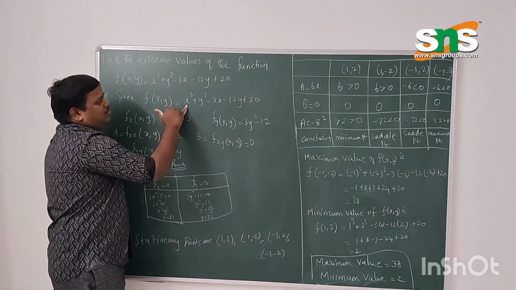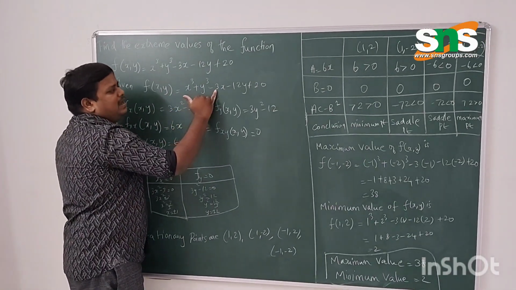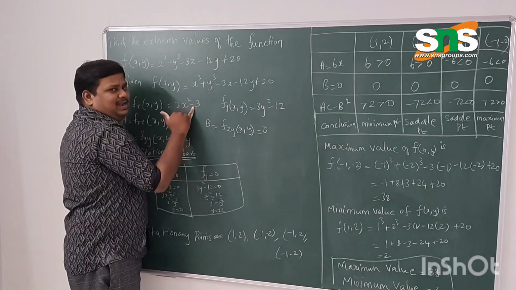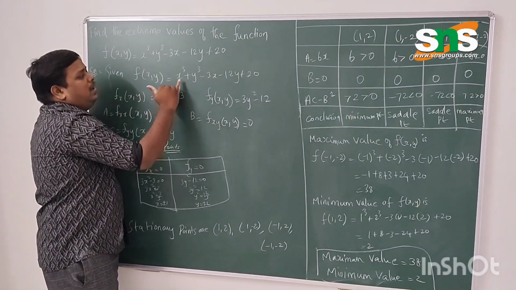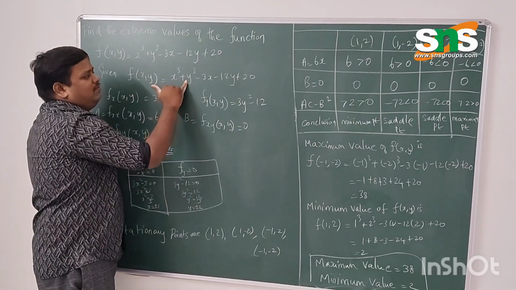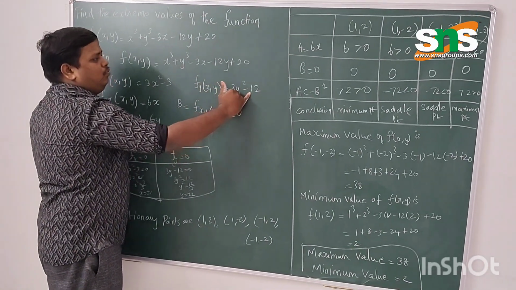If we differentiate x cube we get 3x square, y becomes a constant so it is 0, and minus 3x differentiates to minus 3. Next we differentiate this function with respect to y. x becomes 0, y cube differentiates to 3y square, and minus 12y differentiates to minus 12.